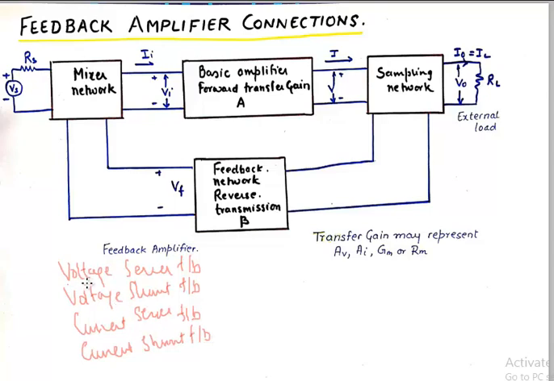Now please understand, with this nomenclature, the first term refers to the output that we take. So if you're taking voltage from the sampling network, that will be featured here in the first place. And the second term will refer to the input. So if we are giving voltage back to the mixer network, we'll say it's series, and if we are giving current to the network, we'll say shunt. Well, how does that happen? I'll tell you in a bit. But the first term refers to the output, the second term refers to the input, and then the feedback amplifier. So that's how the nomenclature works.